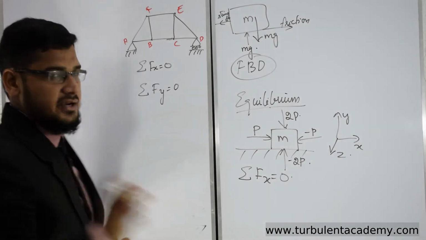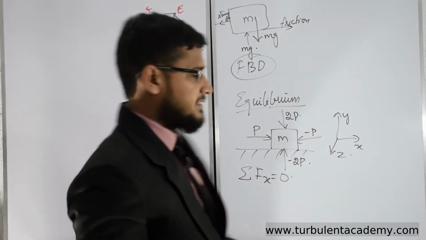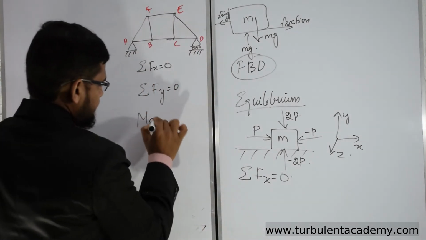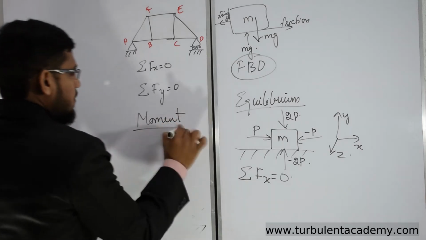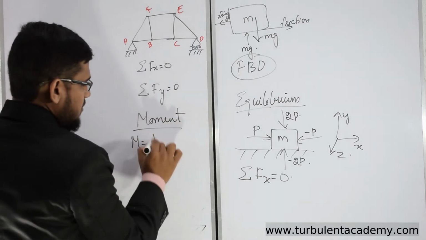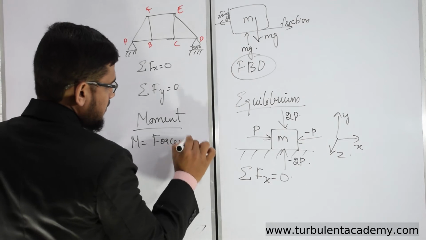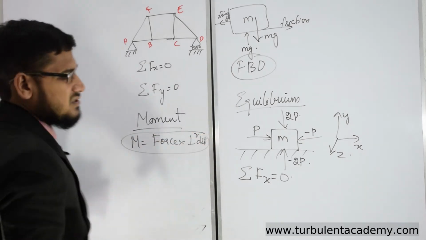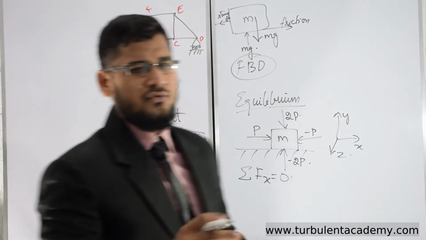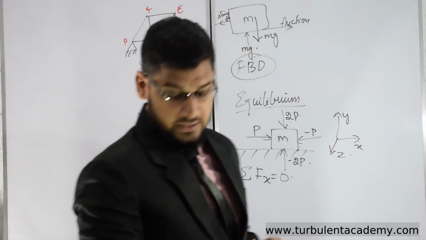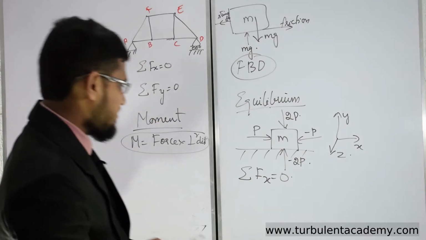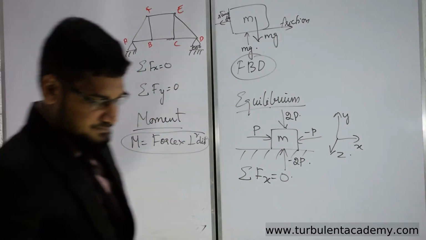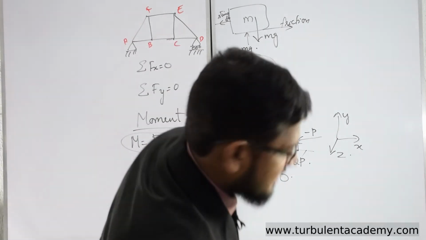Next we are going to get introduced to a new concept known as moment. Moment is M equal to force into perpendicular distance. So this is the formula: force into perpendicular distance. How could I understand this? It's actually very easy to understand. I'll just take an example now.